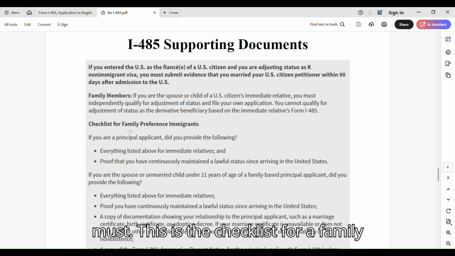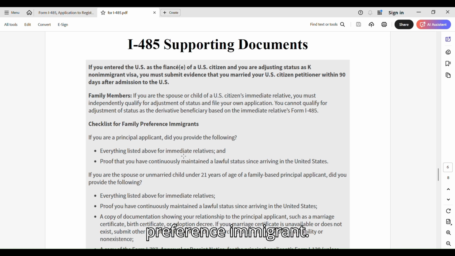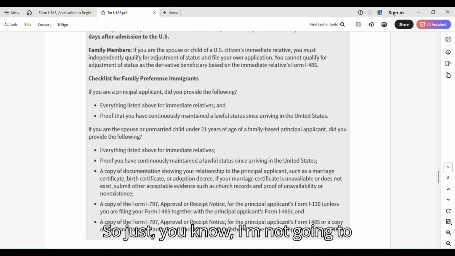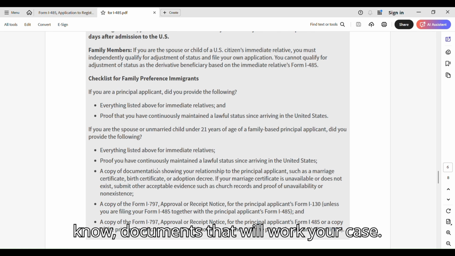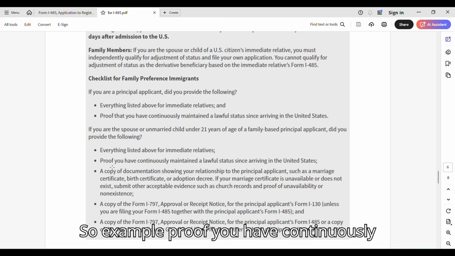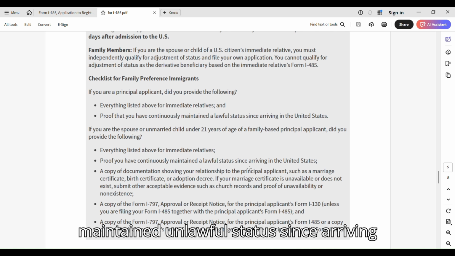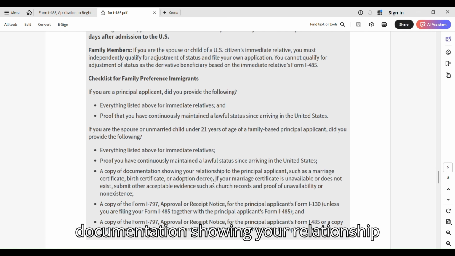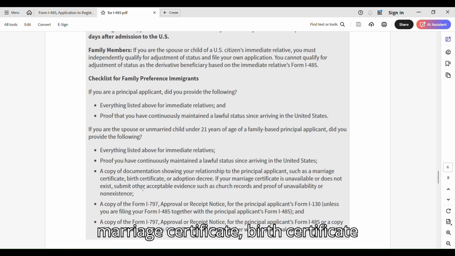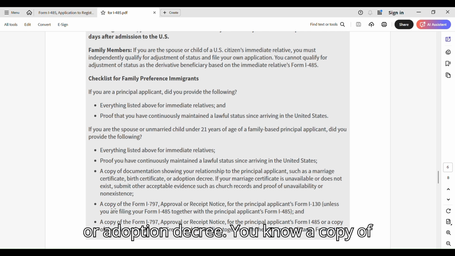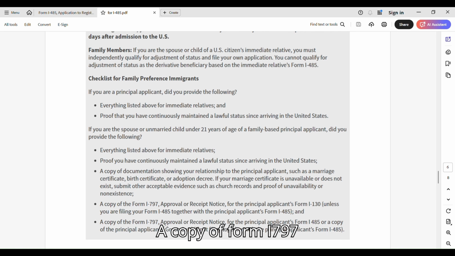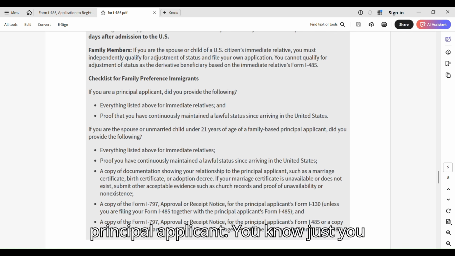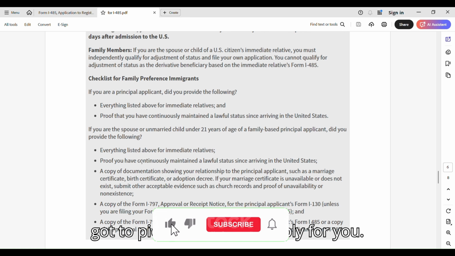This is the checklist for a family preference immigrant. I'm not going to read them all, you just must include documents that support your case. For example, proof you have continuously maintained a lawful status since arriving in the United States, a copy of documentation showing your relationship to the principal applicant, such as a marriage certificate, birth certificate, or adoption decree, a copy of the Form I-797 approval or receipt notice for the principal applicant. You just have to pick the ones that apply to you. As I mentioned, it's going to be different from person to person.